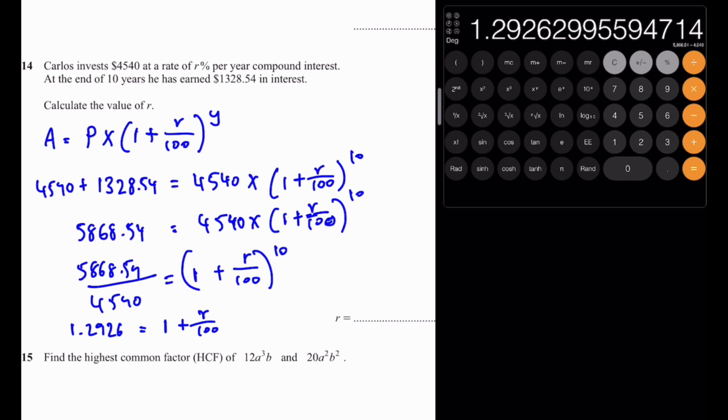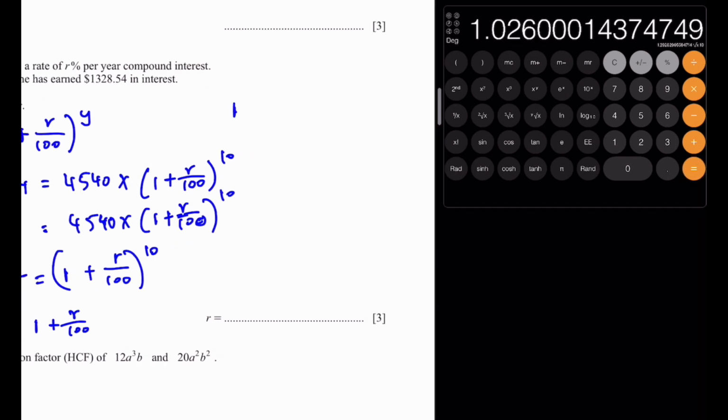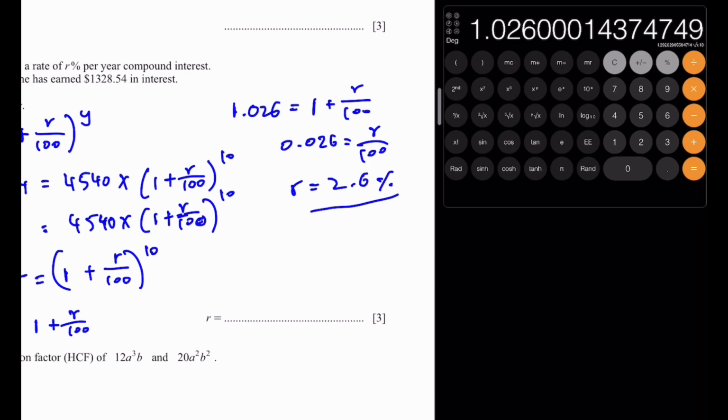That means we can take the 10th root of this number to get 1 plus R/100. So when we do that, it'll be 1.026 is equal to 1 plus R/100. That means 0.026 will be R/100, and R will be 2.6%. That's the answer.